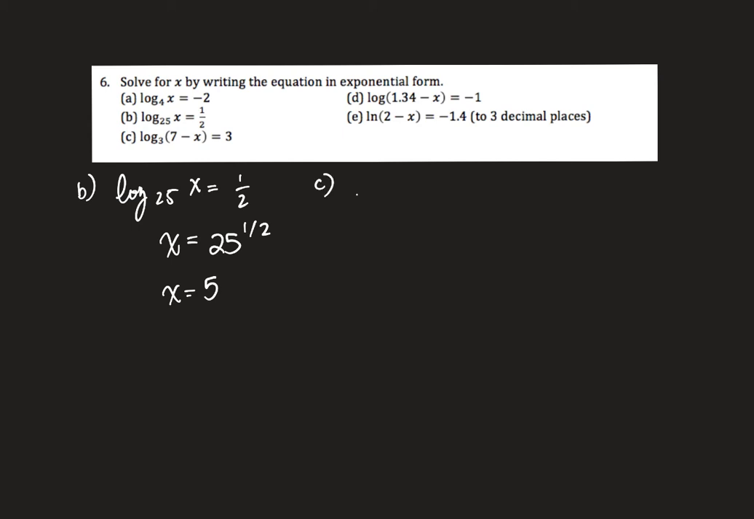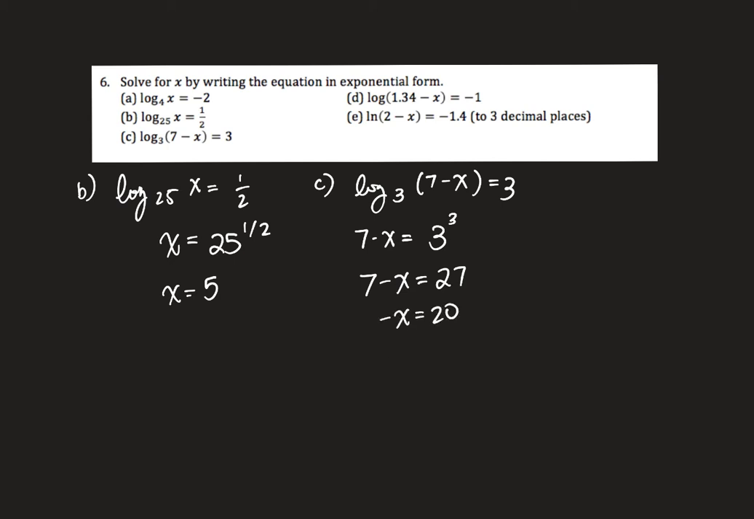For C, log base 3 of 7 minus x is equal to 3. You can set up the equation, or you can just raise 3 to each of these. So setting up the equation, I'll have 7 minus x is equal to 3 raised to 3. Solving for x, we have 7 minus x is equal to 27. Subtracting that 7, negative x is equal to 20. So x is -20.